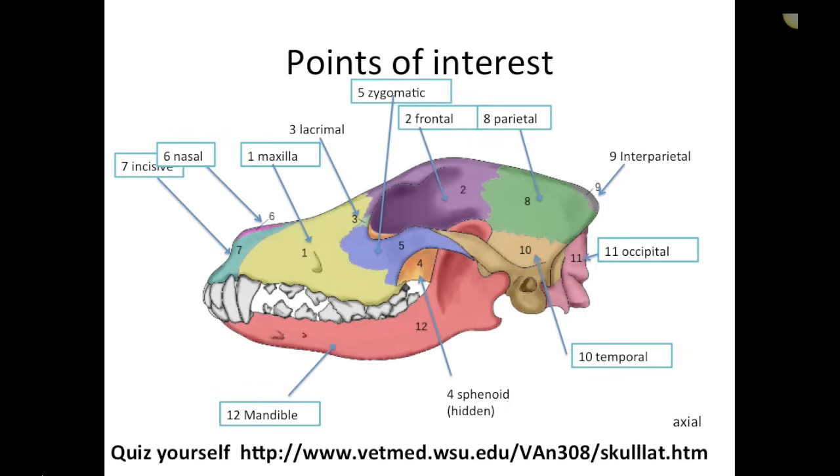We also use the zygomatic arch a lot for examinations, so looking at an animal's head, specifically cats, we tend to use the zygomatic arch sort of as a handle to their head, which sounds really weird, but it'll make sense when you do it.